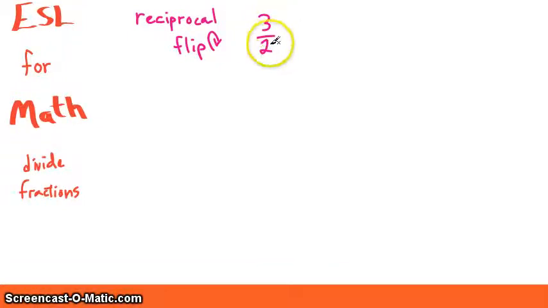If I start with a fraction 3/2, I'm going to put the top number on the bottom of the new fraction. I'm going to put the bottom number on the top of the new fraction, and I get 2/3. So we say 2/3 is the reciprocal of 3/2, or you flip 3/2, you get the fraction 2/3.